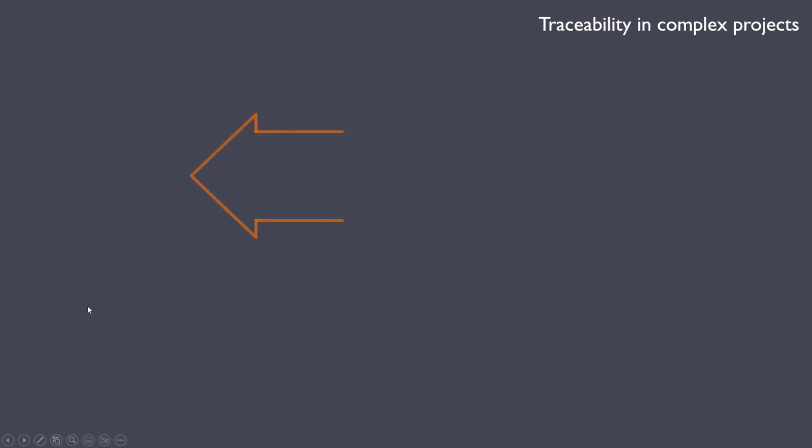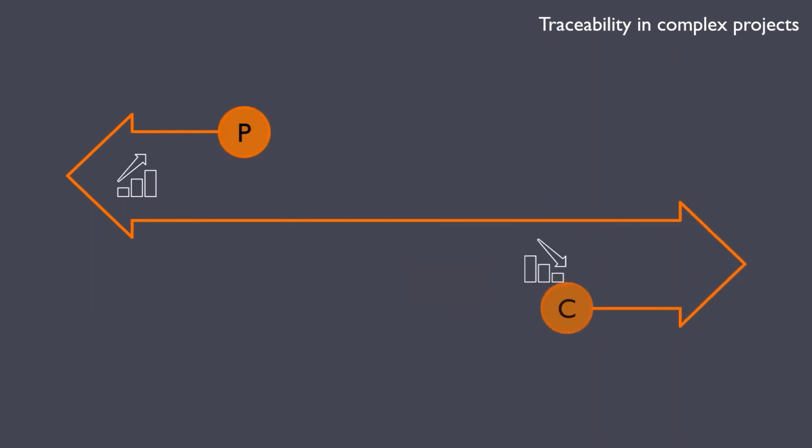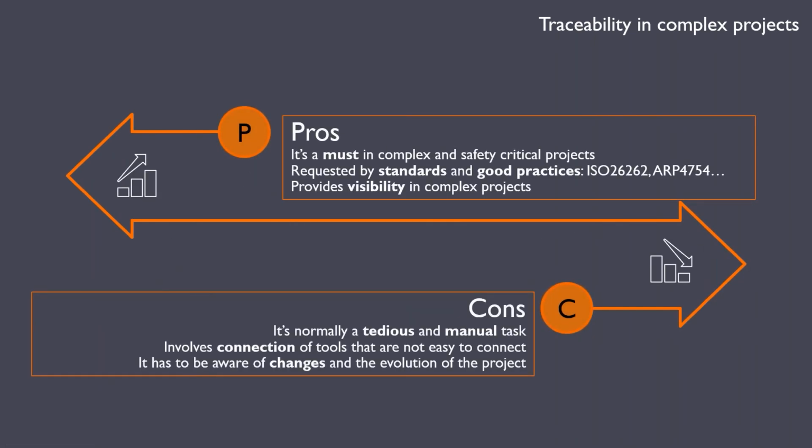So just to sum up, we can say that traceability is a must in complex and safety critical projects, requested by many of the standards I was mentioning at the beginning, and provides visibility in complex projects. However, it is normally a tedious and manual task.